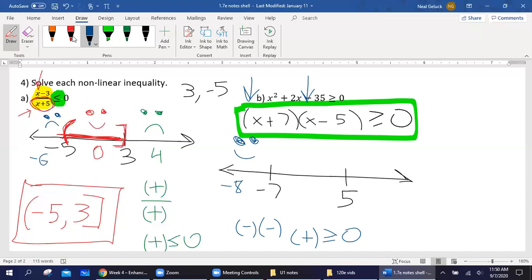If I test a number in between, like 0, 0 would make the first factor positive. 0 would make the second factor negative. That would be a negative. That's not what I want. I want stuff bigger than or equal to 0, so that did not work.